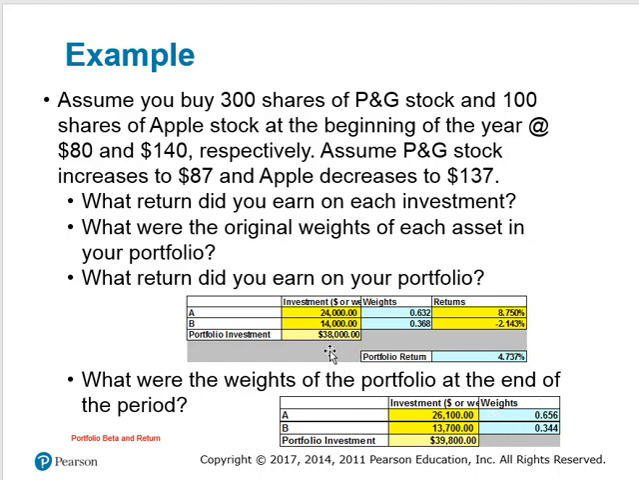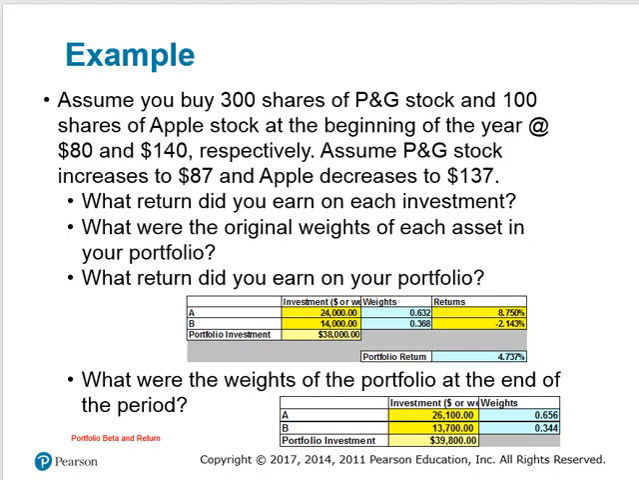But what happened to the weights when the prices changed? When the prices changed, the total portfolio went to 39.8, which means we now have 65% in P&G and 34% in Apple. So the weights changed when the prices changed.